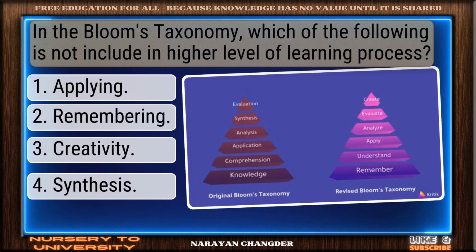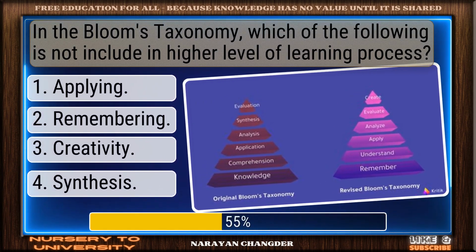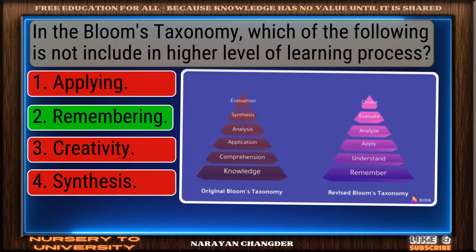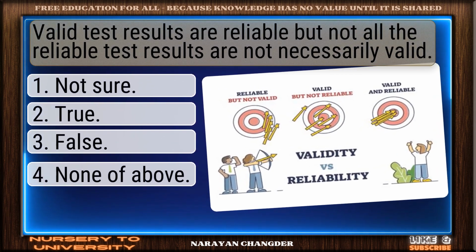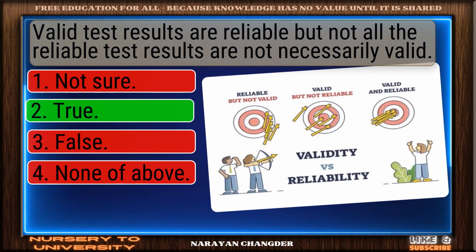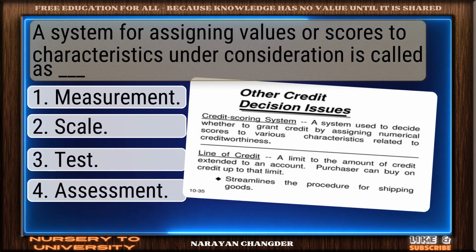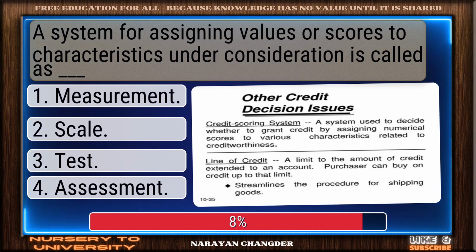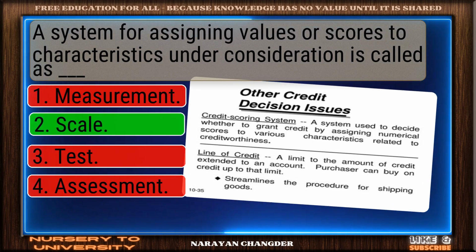In Bloom's taxonomy, which of the following is not included in higher level of learning process? Right again. Remembering is a valid answer. Valid test results are reliable, but not all reliable test results are necessarily valid. Valid point. True is true. A system for assigning values or scores to characteristics under consideration is called as dash. Correct response. Scale is the most accurate answer.